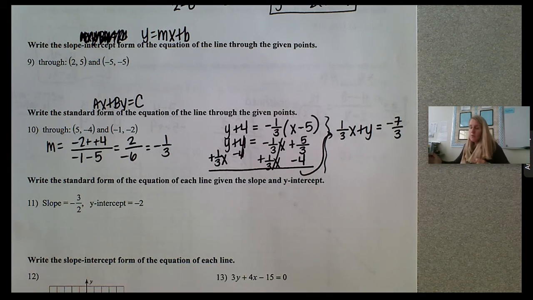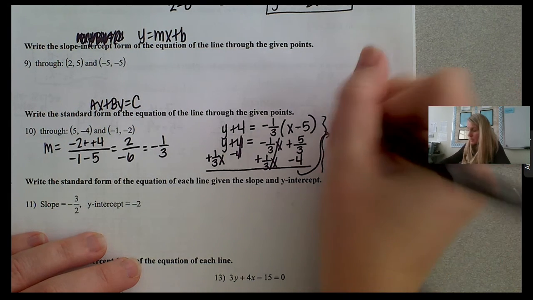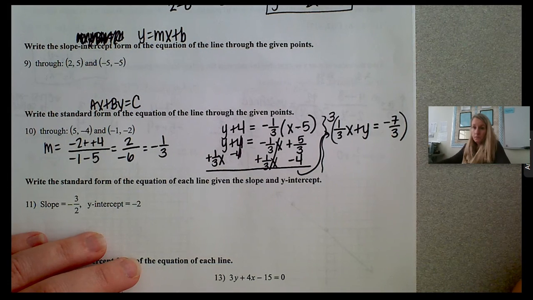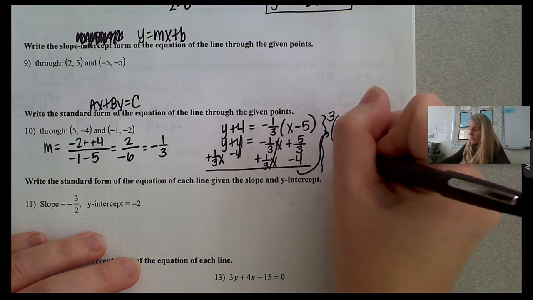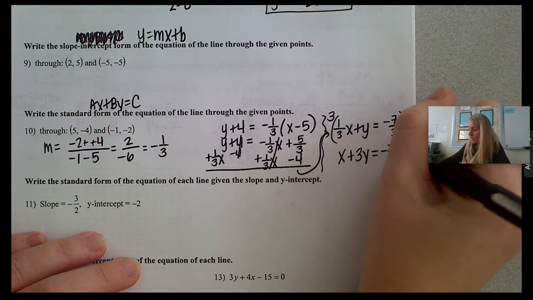So what we're gonna do to get rid of those fractions is multiply everything by the common denominator. In this case, it would just be 3. And when I multiply by 3, I would get x plus 3y equals -7.